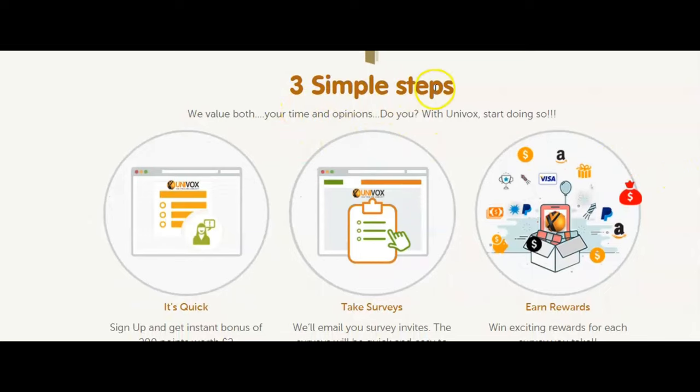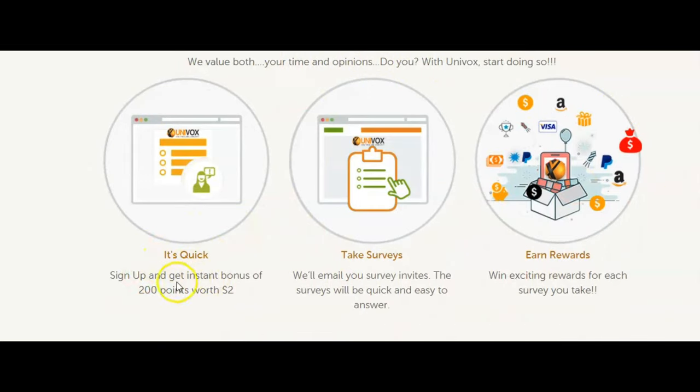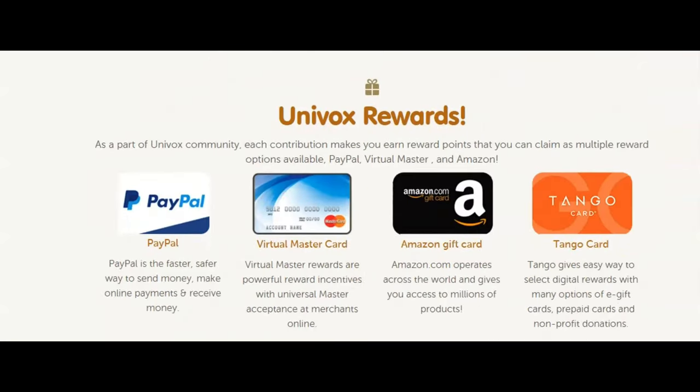Now, here are the three simple steps, guys. You're going to sign up and get an instant bonus of 200 points worth $2. Then you're going to take surveys. We'll email you survey invites, and the surveys will be quick and easy to answer. Then you're going to earn rewards. Win exciting rewards for each survey you take. And speaking of rewards, here are the rewards. You're going to get PayPal money, a virtual MasterCard, an Amazon gift card, and a Tango card.